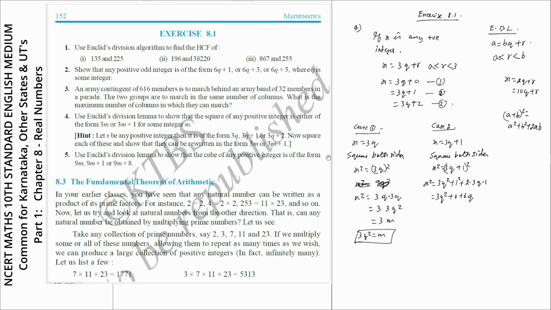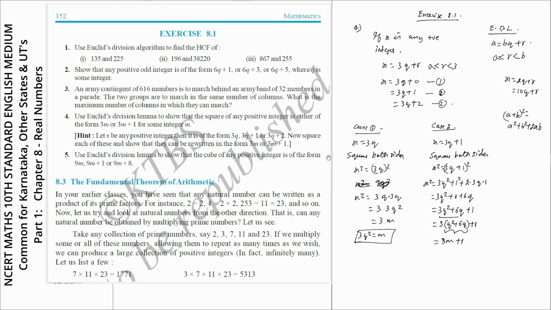Now I'll rearrange this: 3q square plus 6q plus 1. Now here again in the first two terms I'll take 3 common. If I take 3 common, I'll get q square plus 2q, plus 1. Now if I denote this as m, I'll get 3m plus 1.